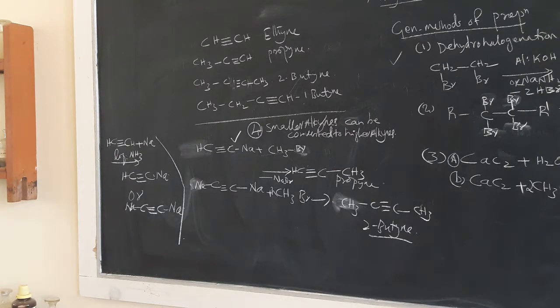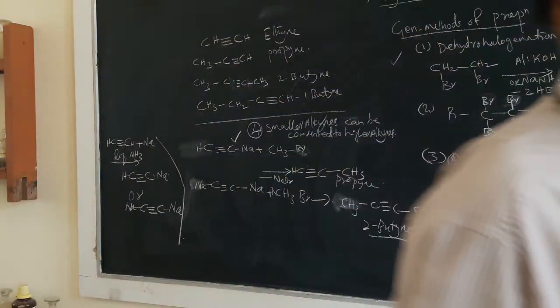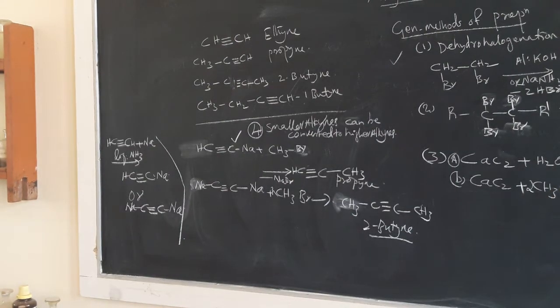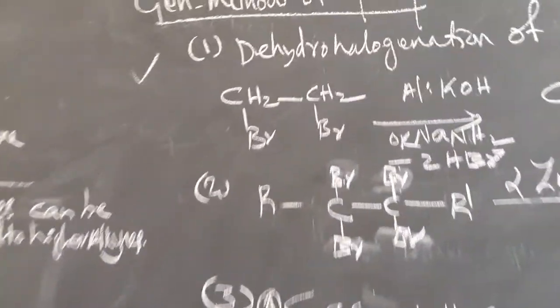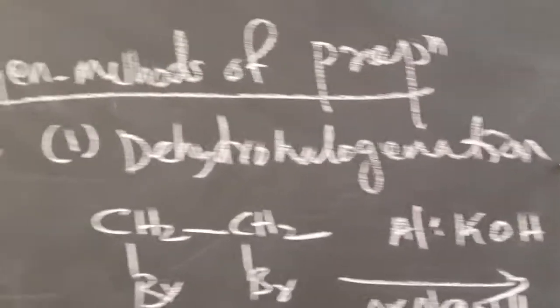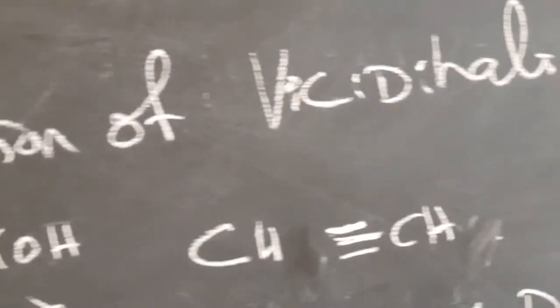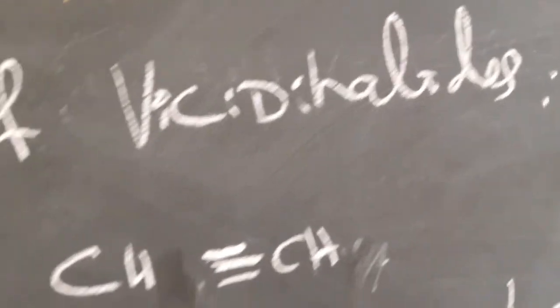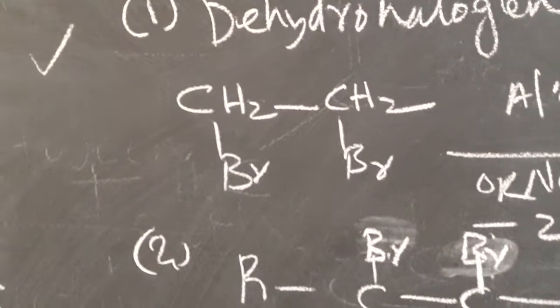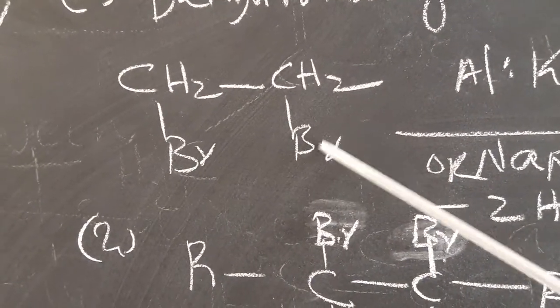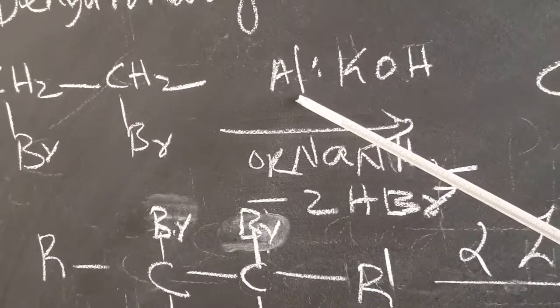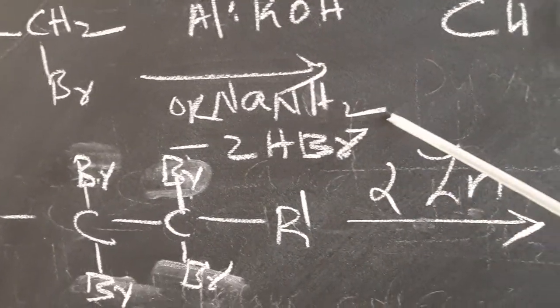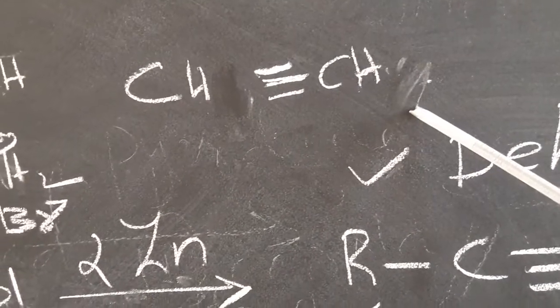I will show you these reactions once again with the help of the camera, very near to the board, so that you can avoid any confusion if you have. The first reaction is dehydrohalogenation of vinyl dihalides, in which I am taking a vinyl dihalide in the presence of alcoholic potash or sodamide, forming acetylene.